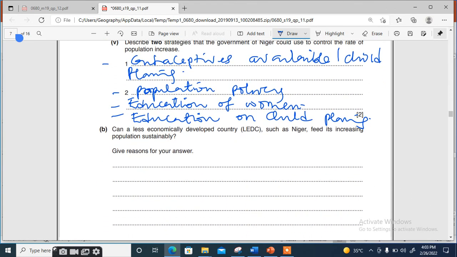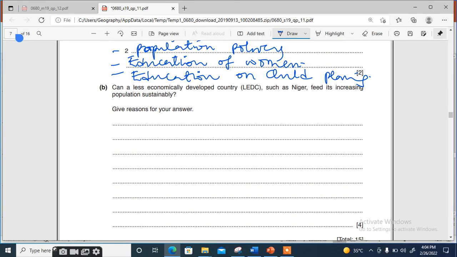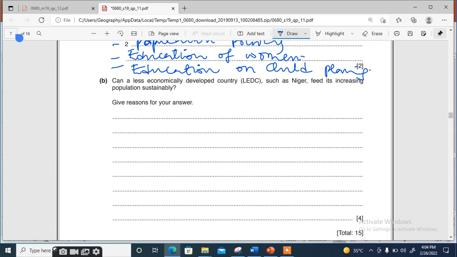Now they say, can a less economically developed country, LEDC, such as Niger, feed its increasing population sustainably? Give reasons for your answer. Now, this is more like a very long structured question. So we are looking at sustainably, and feed its increasing population sustainably.